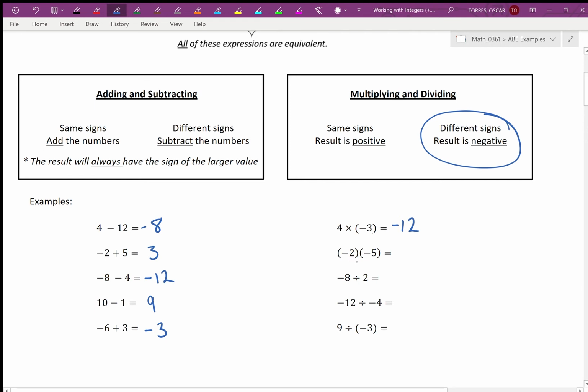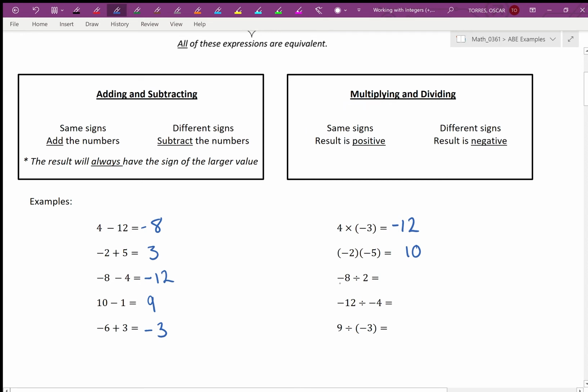For the second problem, I do want to point out that these numbers are being multiplied whenever you have two numbers in parentheses right next to each other. Even if there's no multiplication symbol, the parentheses tell us that they're being multiplied. So if we look at the signs of each number, the 2 is negative, the 5 is negative. That means they have the same sign, so the result is going to be positive. So 2 times 5 gives me 10. And because they had the same sign, a negative times a negative, we end up getting a positive answer.